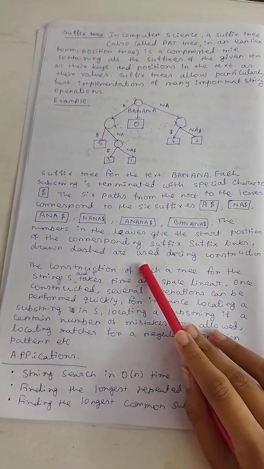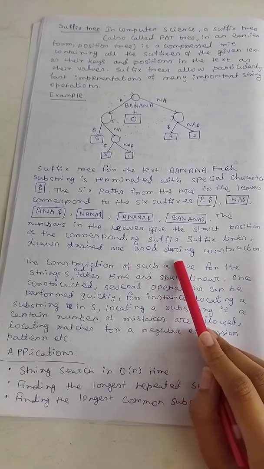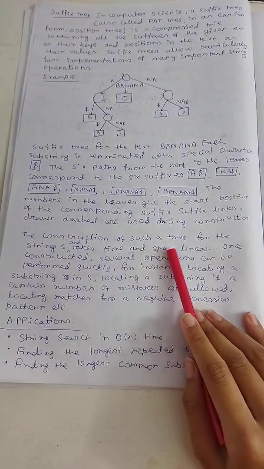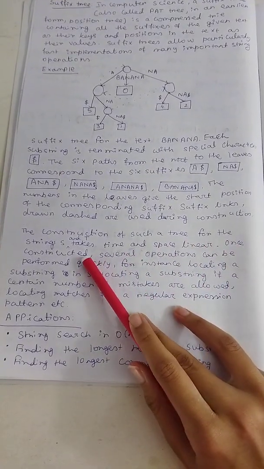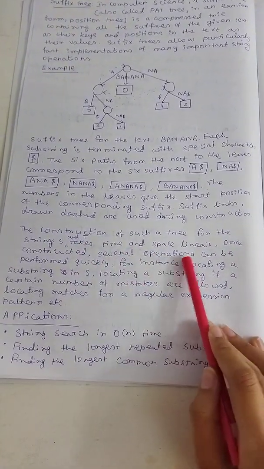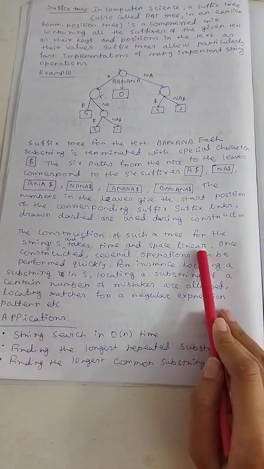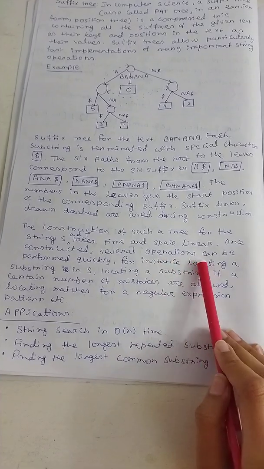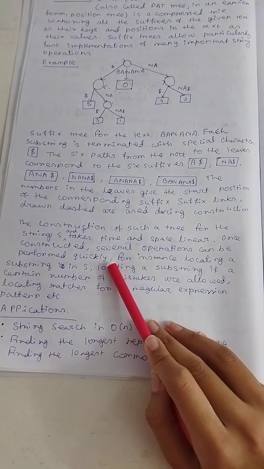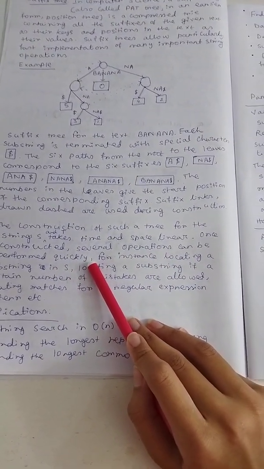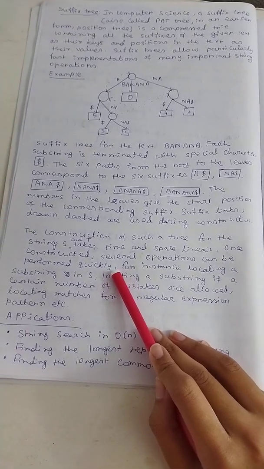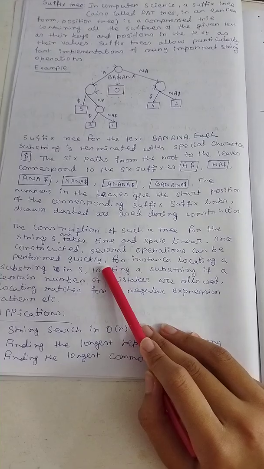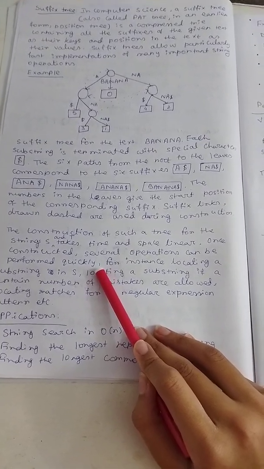Suffix links, these are drawn dashed during the construction. These are the suffix links. The construction of such a tree for the strings S and T takes linear time and space. Once it is constructed, several operations can be performed quickly. As we can see, it will take a linear amount of time, so we can do several operations really quickly.